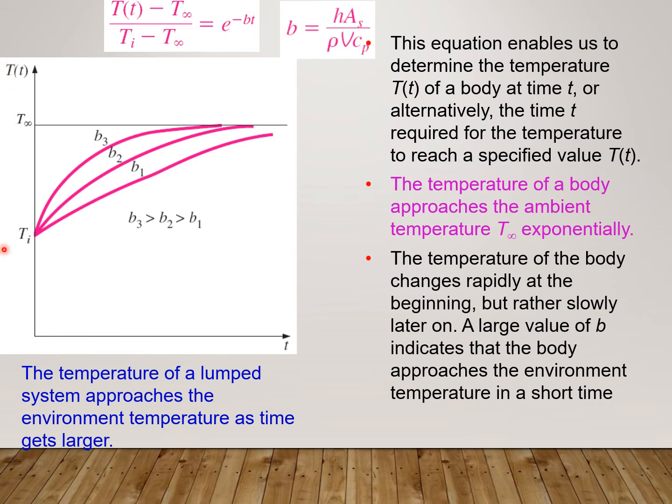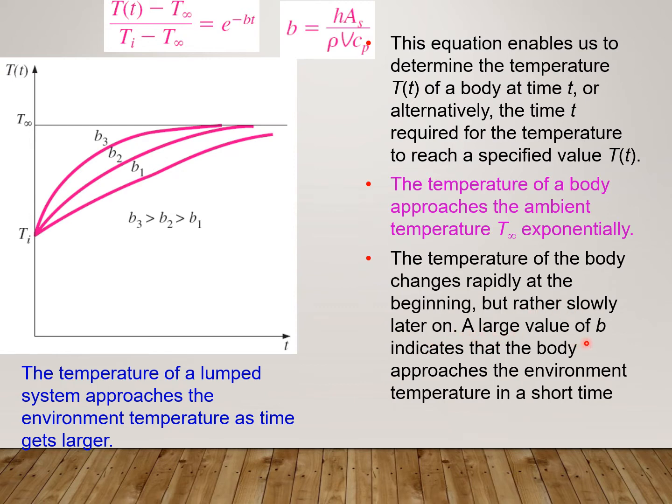So here we plotted a graph of temperature versus time. T is a function of only time. From the graph we can confirm it. This equation enables us to determine the temperature T of a body at time t, or alternatively the time t required for the temperature to reach a specified value, which means the same thing vice versa. The temperature of the body approaches the ambient temperature T infinity exponentially. The temperature of the body changes rapidly at the beginning but rather slowly later on.